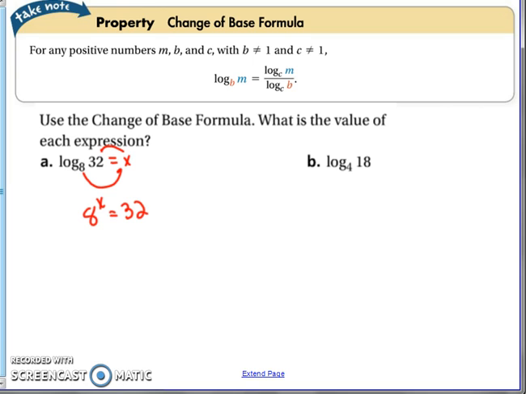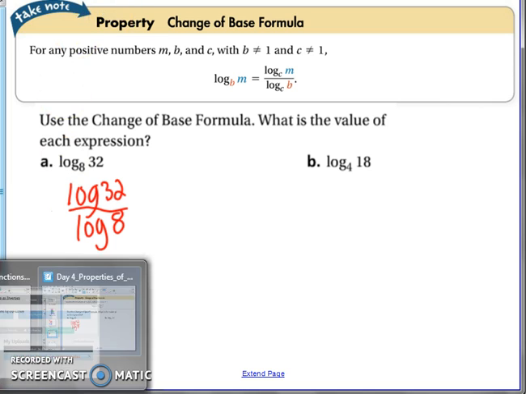So we use the change of base formula, which is basically the log of the big number divided by the log of the base. If I have log base 8 of 32, I would rewrite this as log of 32 over log of 8. This way, I've made the bases of the logs 10, so I can use my calculator. I'm taking the log of 32 and dividing it by the log of 8.